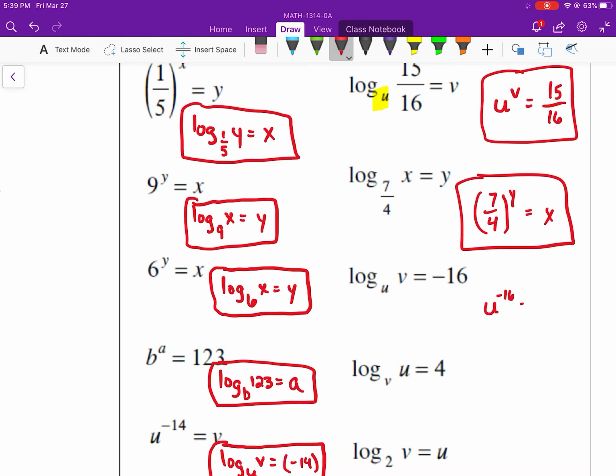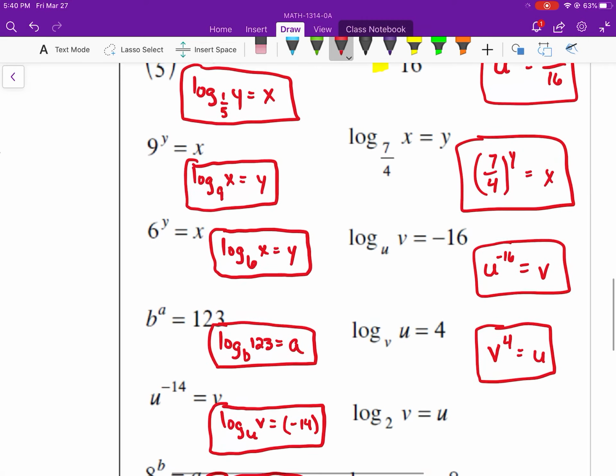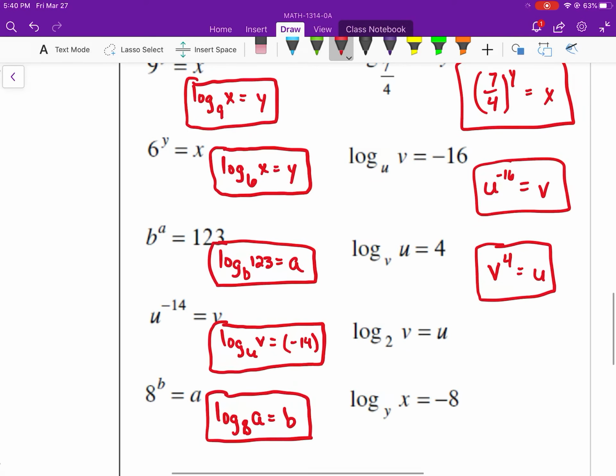Next one down. Base of u to the negative 16 power equals v. Next one down. Base of v this time, v to the 4th power equals u. Last two. Base of 2 to the u power equals v.